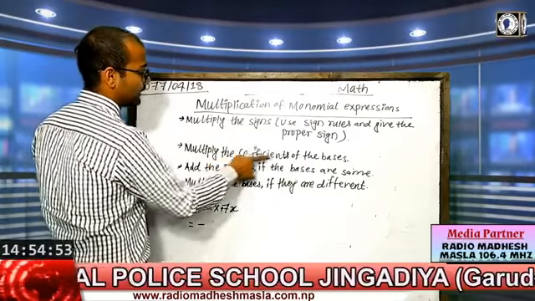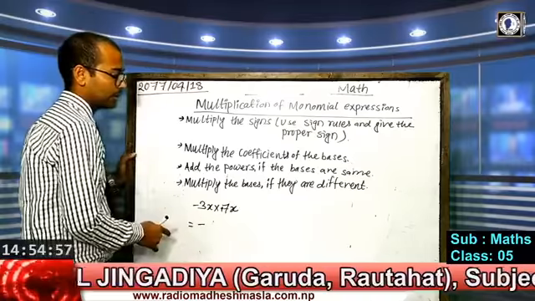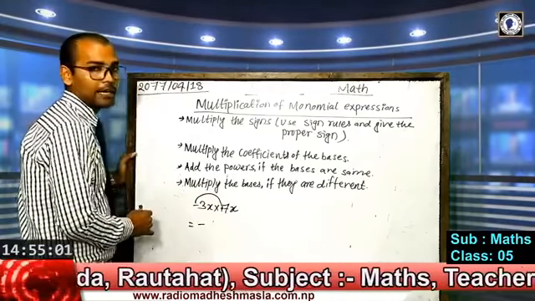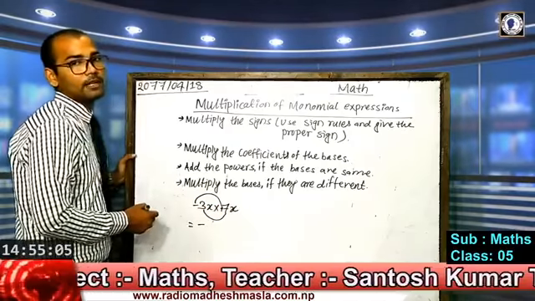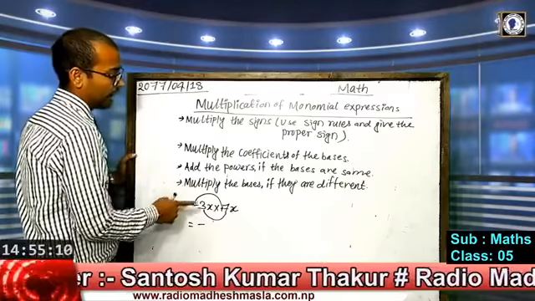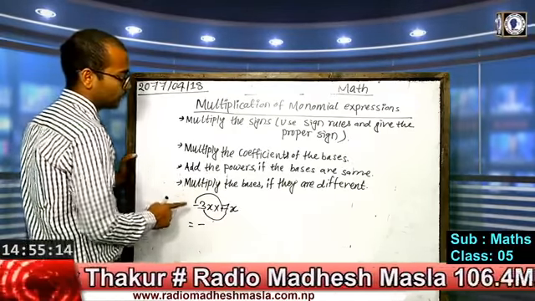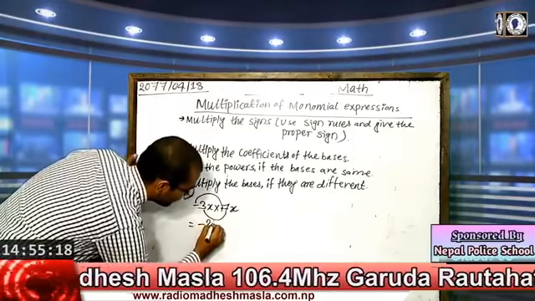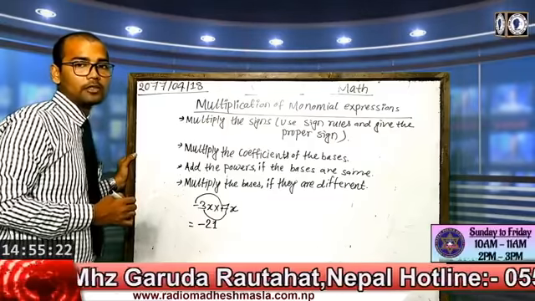Then after, multiply the coefficients of the bases. So what are the bases? X and X in both. After this multiplication of signs, we should multiply the coefficients. In the first there is 3 and in the second there is 7 as coefficient. So 3 into 7, 21. I hope you are understanding about it.